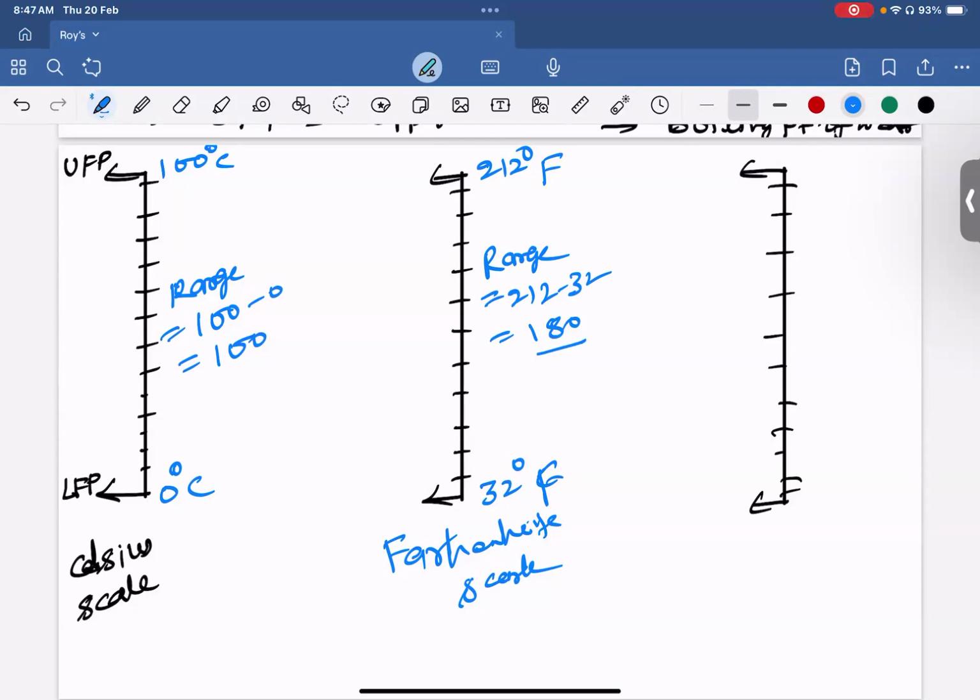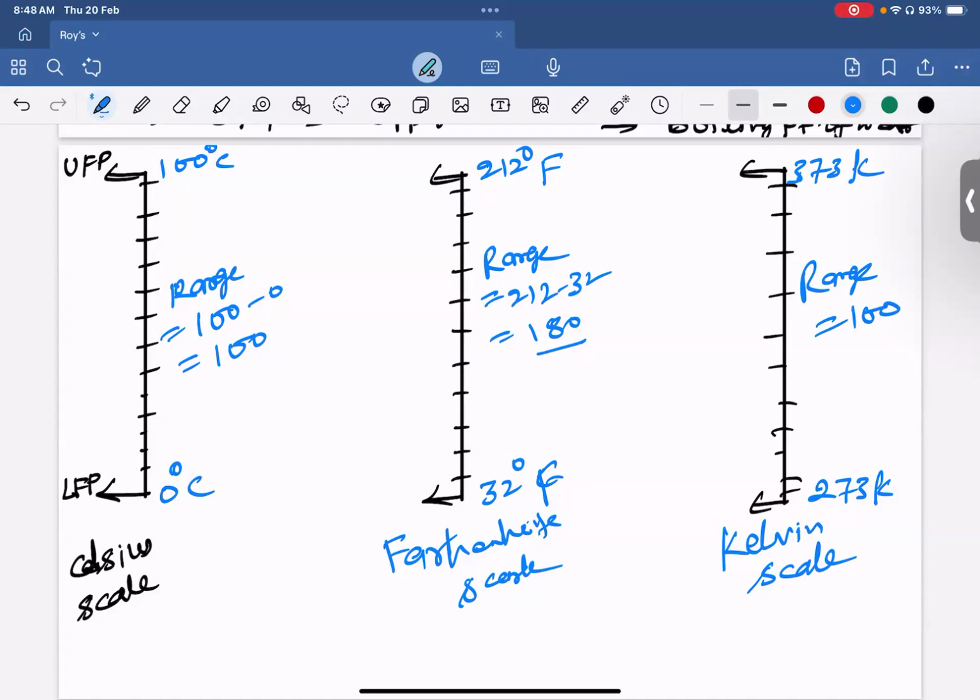And if you take the SI that we call as Kelvin scale, lower fixed point is 273 Kelvin, and upper is here 373 Kelvin. Here also the range is 100. Understood?